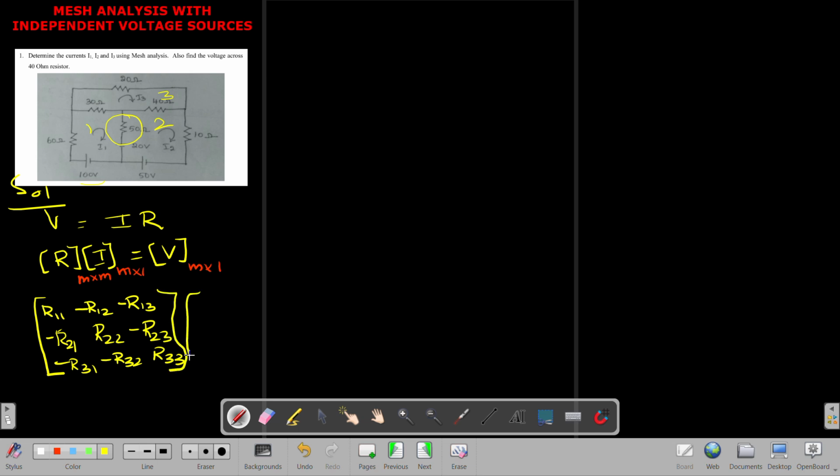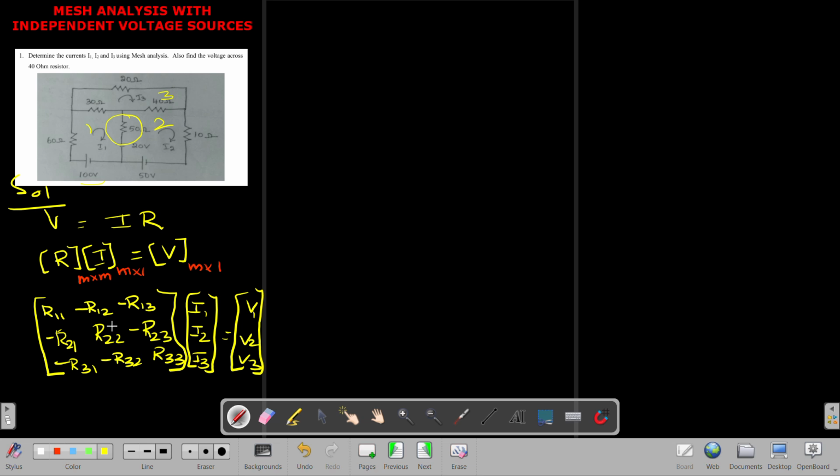Then I have to keep a current matrix. Current matrix, we have three meshes. So mesh 1 current I1, mesh 2 current I2, and mesh 3 current I3. Then I'll put a voltage matrix. So in the voltage matrix, you can see mesh 1 voltage V1, mesh 2 voltage source V2, and mesh 3 voltage source V3, right? And this is the general matrix format for a three mesh problem.